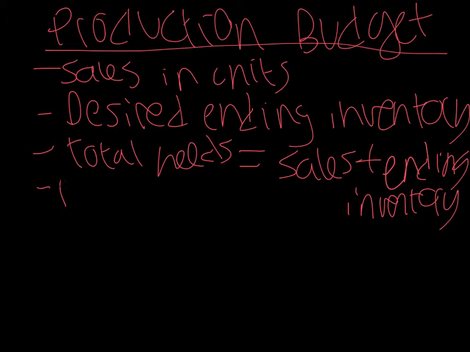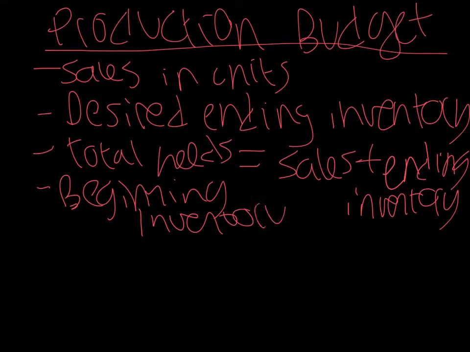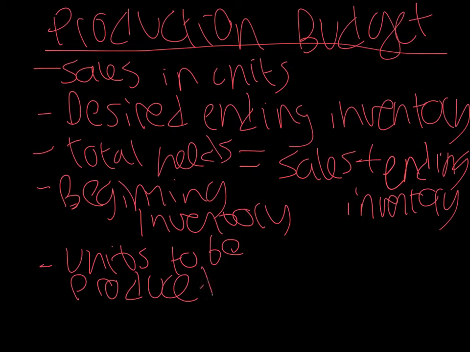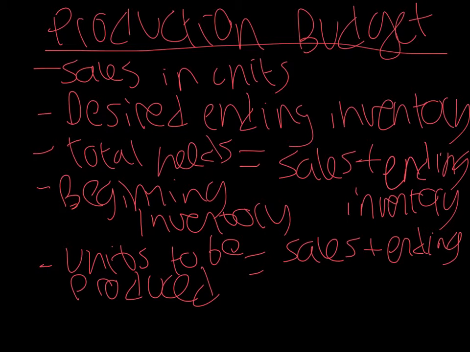Also, the beginning inventory is included. And last but not least, it's units to be produced, which is equal to sales plus ending inventory less beginning inventory BI. Also, the beginning inventory is equal to last month's desired ending inventory.